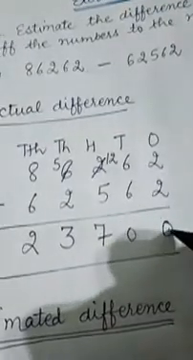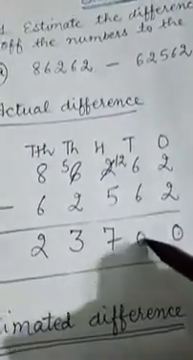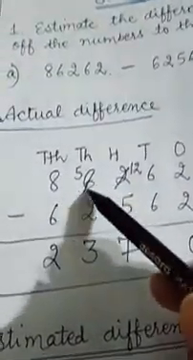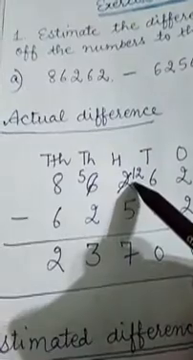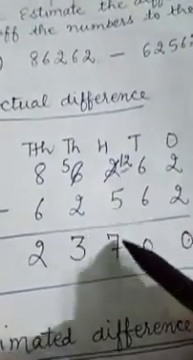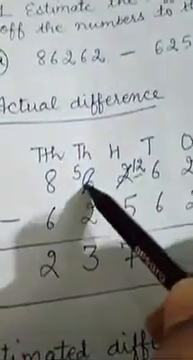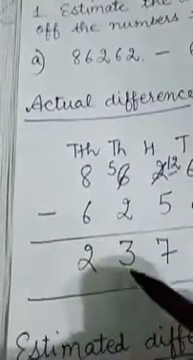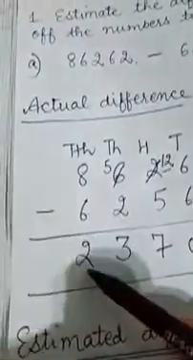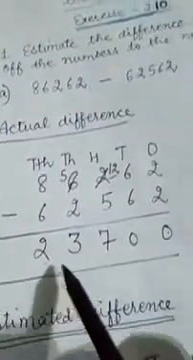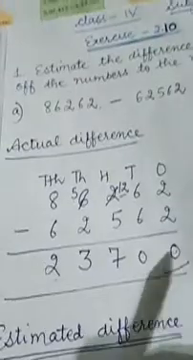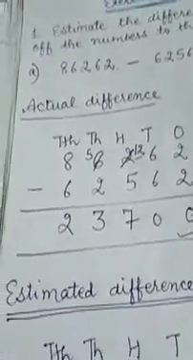2 minus 2, 0. 6 minus 6, 0. 2 minus 5 is not possible, so we will take one borrow from here and here it will become 12. 12 minus 5, it will be 7. Here we have already taken one borrow, so here 5 is left. 5 minus 2, 3. Here 8 minus 6, 2. So we got 23,700. This is the actual difference. After that we have to find out the estimated difference.